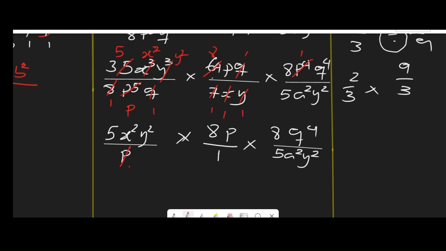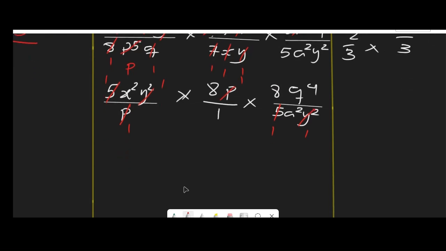P here is 1, and p goes into this one time. Let's talk about 5 here, 1. 5 goes into this 1, and then we have y squared here, 2. So y squared, 1, goes into this one time. So I think that is what we can do. We don't have any a in the numerator or in the numerators here, so we can simplify that one. So let's see what we're going to get at the moment.